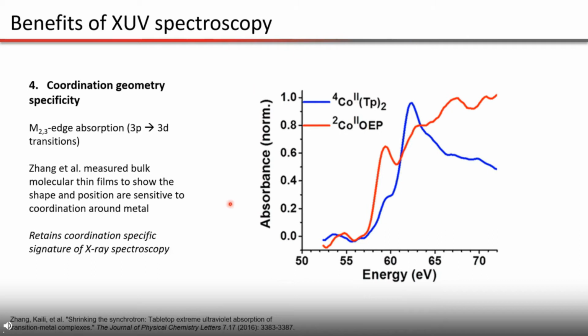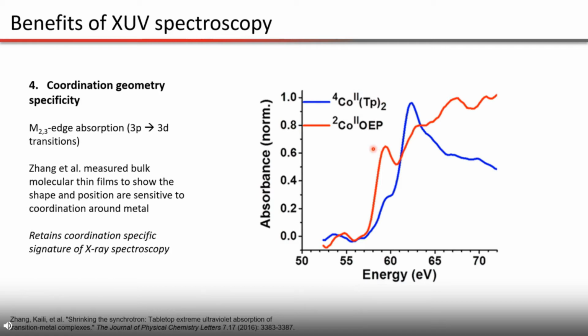Okay, and then the fourth benefit that I'll highlight here for XUV spectroscopy is you can also extract information about the coordination geometry of your metal center. So here's the same structures with the cobalt metal centers, where we have the 2+ oxidation state, different spin states, but we also have different coordinations around the metal centers.